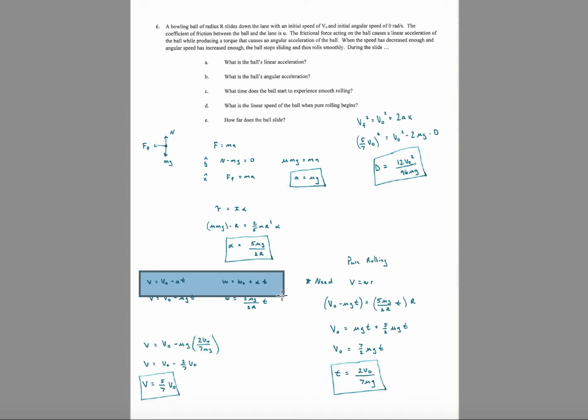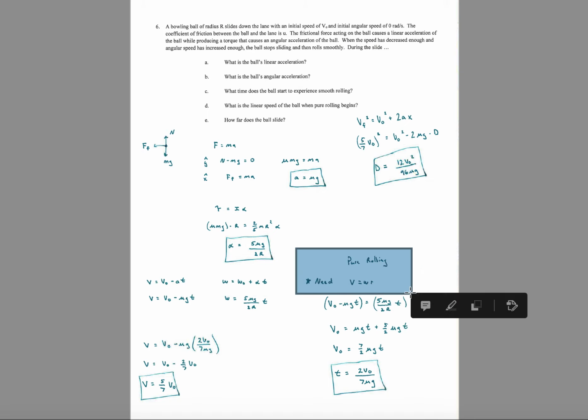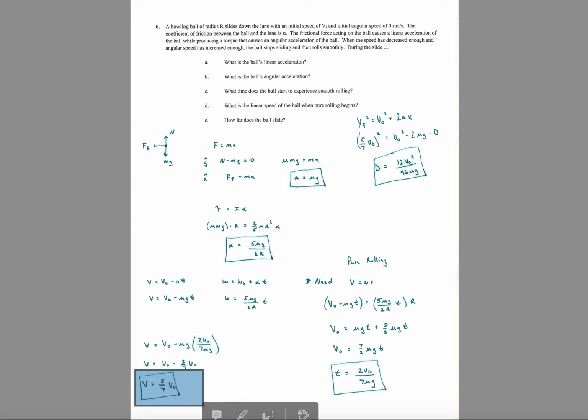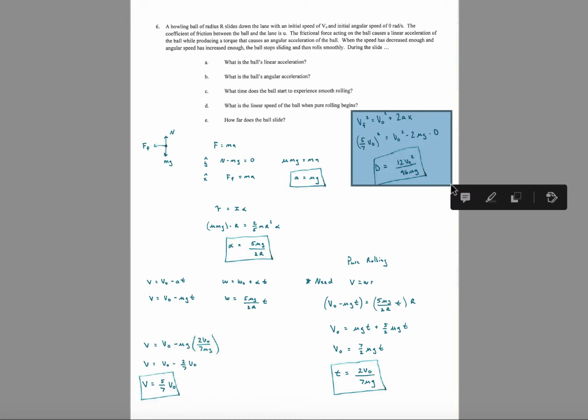They're the same. And then this may be the thing that got you, is that you weren't really sure what it meant to do pure rolling. But for pure rolling, we're setting V equal to omega R. So do that, set V equal to omega R, solve for time, use time to find the velocity that occurs at. And then if you know the velocity it occurs at, you can use the V squared to find the distance that it actually rolls. Okay, so I do think number 6 is doable.